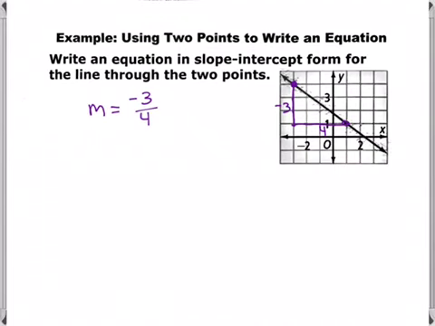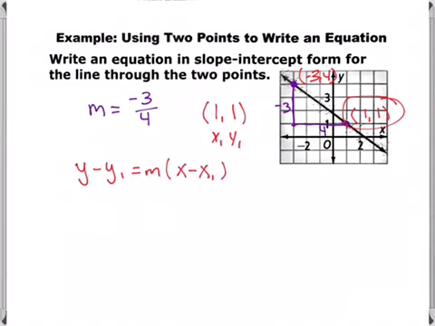Then I have to take one of the points. I can either take this point here, which has the coordinates -3, 4, or I can use this point here, which has the coordinates 1, 1, to create my point slope form equation. I'm going to use this point here. It's smaller numbers, which means easier math. So we take our point 1, 1, and we're going to plug that into point slope form first. So we've got y minus 1 equals -3/4 times x minus 1.